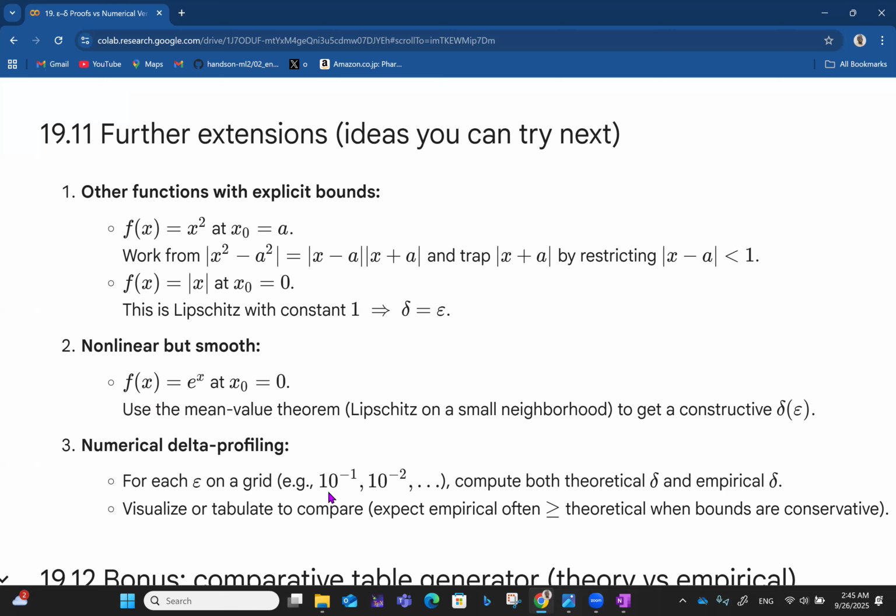So for each epsilon on the grid, e.g. 10 raised to the power minus 1, 10 raised to the power minus 2, 10 raised to the power minus 3, and so on, you can compute both theoretical delta and empirical delta, using the value you are given. Then visualize or tabulate to compare. That is, expect empirical often greater than or equal to theoretical when bounds are conservative, right?